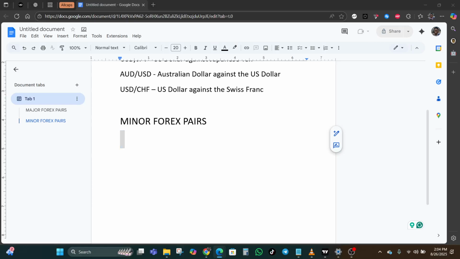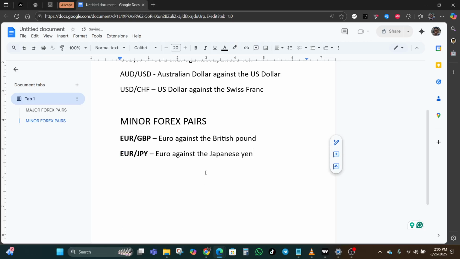Examples are the euro against the British pound, that is EUR/GBP. Another one is the euro against the Japanese yen. So the EUR/GBP is commonly traded within Europe. The EUR/JPY provides a balance of liquidity and volatility.